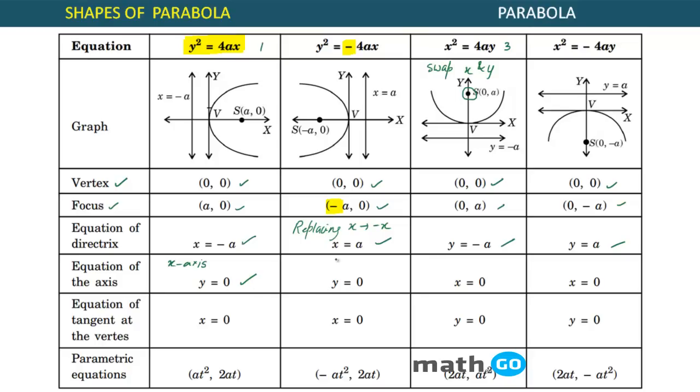So here swap y with x, so x equal to 0, and similarly x equal to 0. Equation of tangent at the vertex, right? The tangent at the vertex for this one is the y-axis, and here also it is the y-axis. This time in these two cases it will be the x-axis, x-axis. So you can easily write it. And we'll do the parametric form later on. Don't worry about it. Okay.